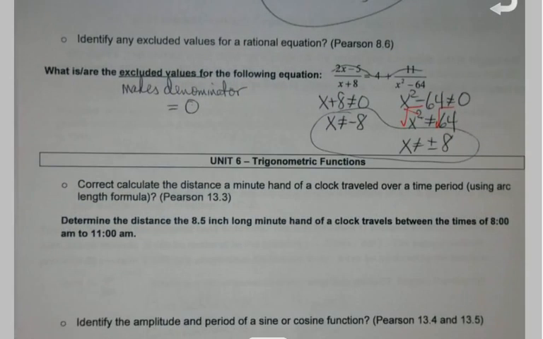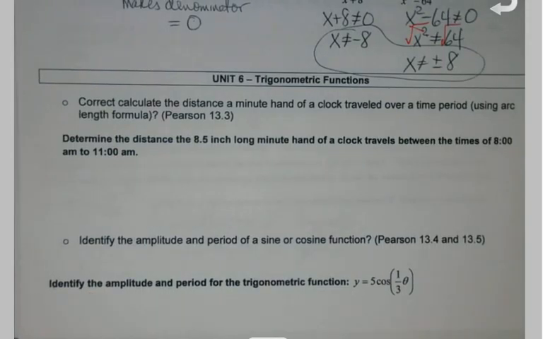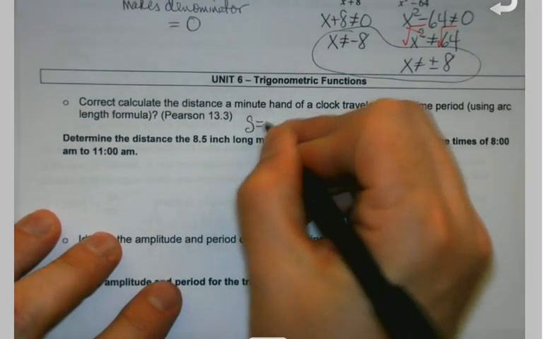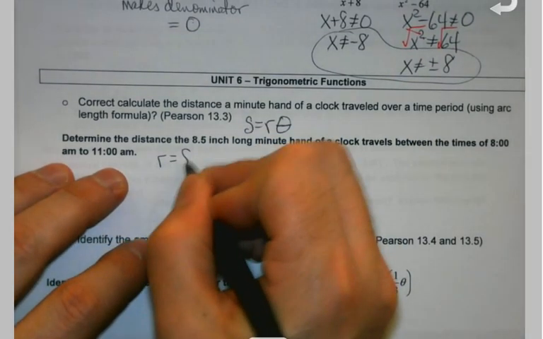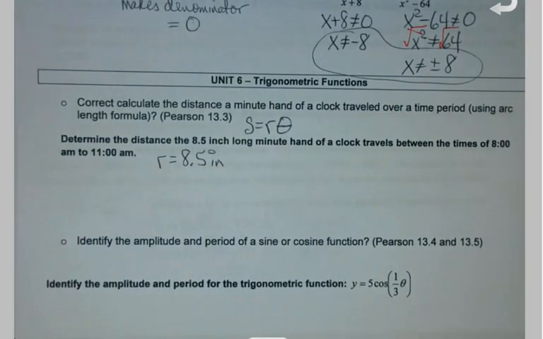And now we get to what we're currently working on. Okay, this should be the stuff that's a little bit easier. Correctly calculate the distance a minute hand of a clock traveled over a time period using the arc length formula. Okay, the arc length formula: radius times my degree measure in radians. Determine the distance the 8.5 inch long minute hand of a clock travels between the times of 8 a.m. to 11 a.m. Okay, well, first easy part is I know my radius is 8.5 inches.